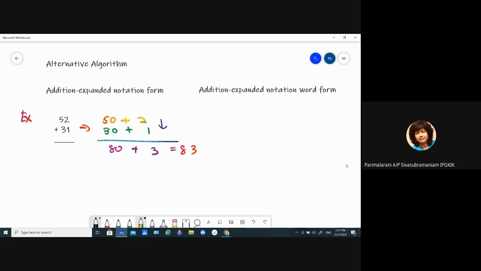We can also have an addition expanded notation in word form. For example, 52 plus 31. Same example we're using. We can write this as 5 tens and 2 ones. And here the second number, we have 3 tens and 1 one. Then we add according to ones and tens. 2 plus 1 is 3 ones, and this is 8 tens. 8 tens and 3 ones. So this is 83.